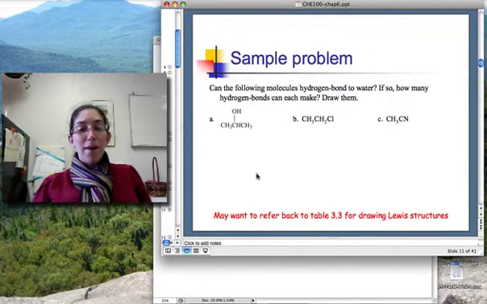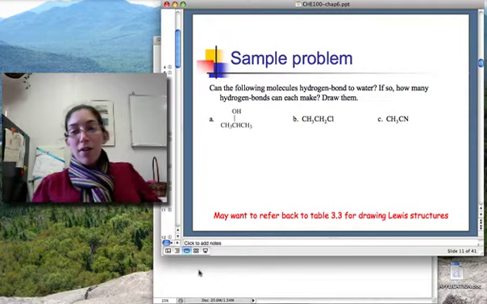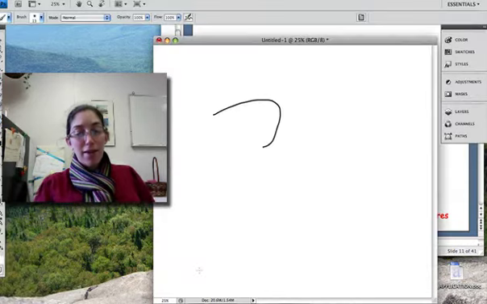So let's work some practice problems here. We want to know, can the following molecules hydrogen bond to water? If so, how many hydrogen bonds can each make?